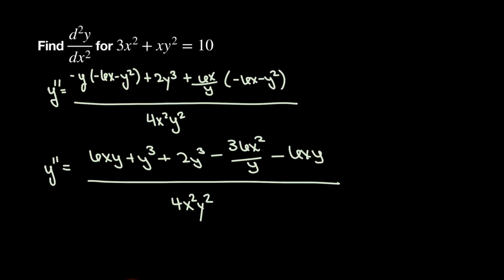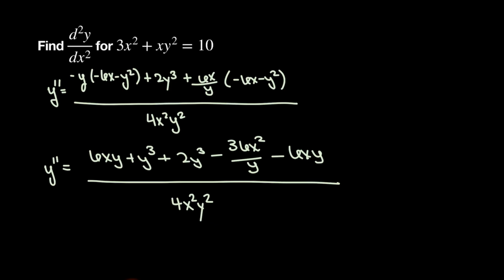All right, let's distribute. So I'm going to distribute in the numerator, distribute the negative y. That gives me 6xy plus y cubed. And then I still have this 2y cubed. And then I'm going to distribute my 6x divided by y. That's going to be negative 36x squared over y. And then minus 6xy, because one of those y's cancel out, so minus 6xy. And this is still all over 4x squared y squared.